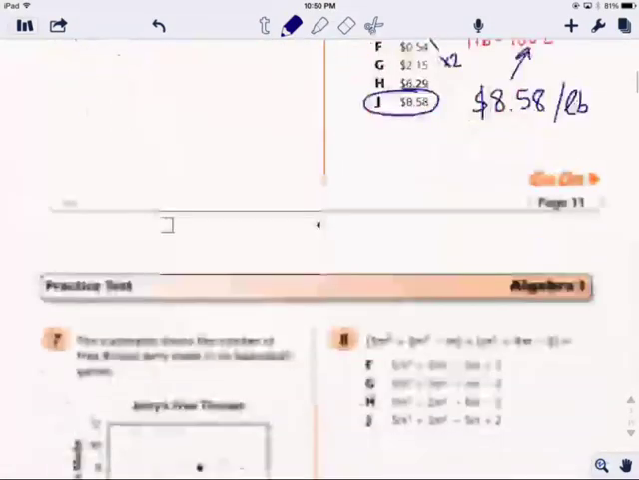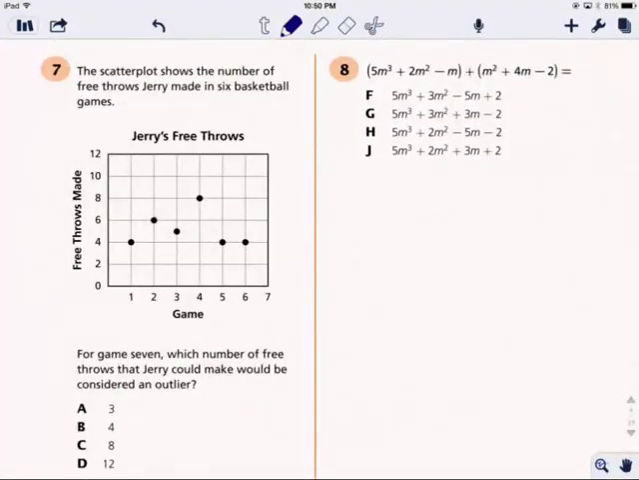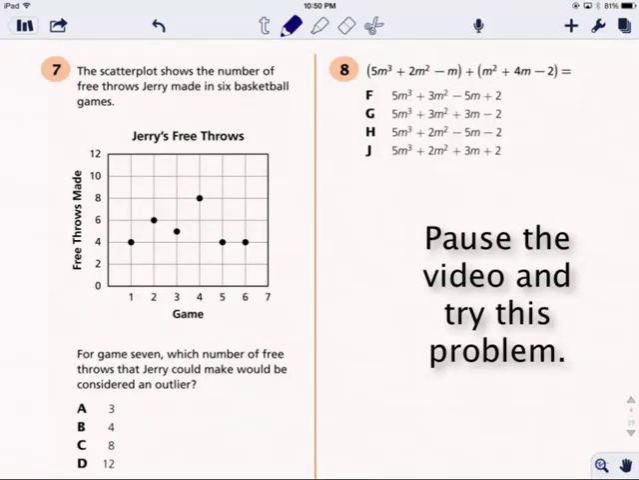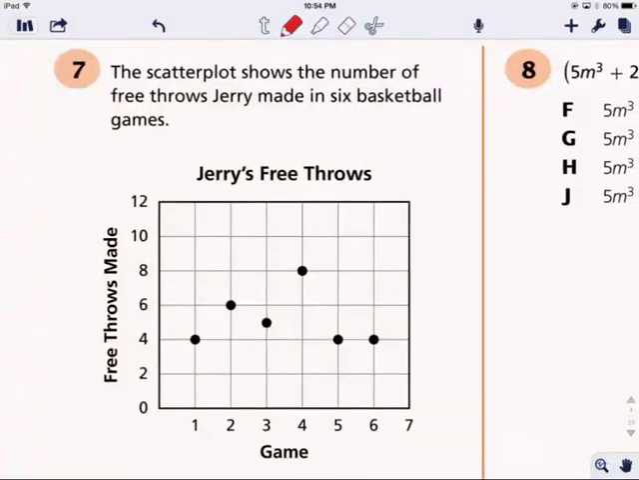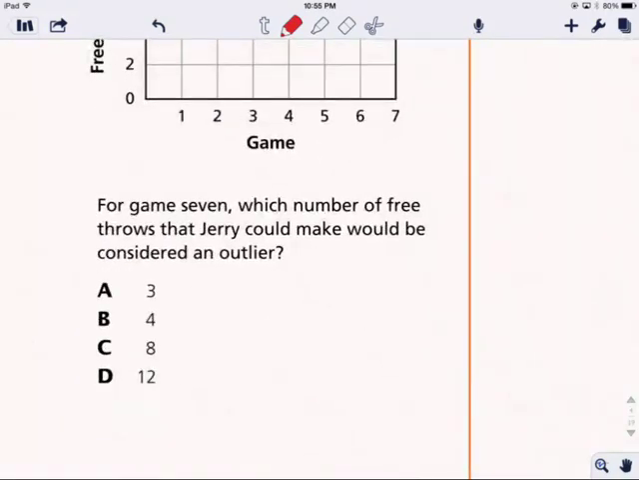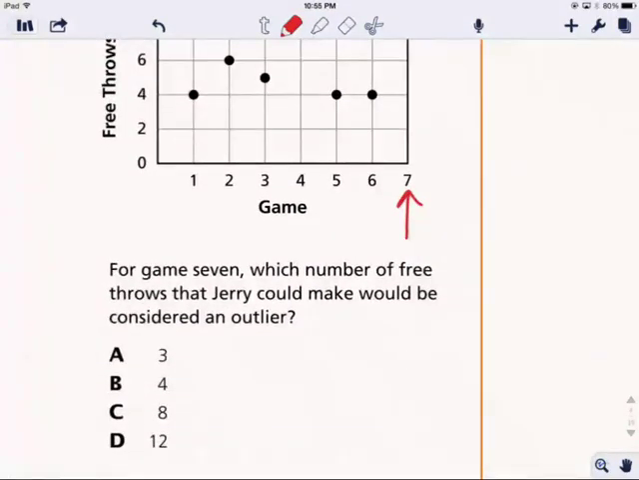Okay, let's go ahead and look at number 7 now. There we go. Look at number 7 on the left there. Okay, in number 7, we're given kind of this weird graph that indicates the number of free throws that Jerry makes during each game for a series of 6 different games. Now the question is, if we are looking at game 7 now, how many free throws could Jerry make that we could consider that number an outlier?